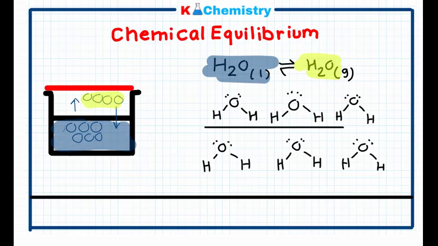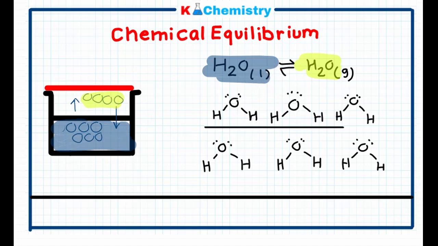And that's represented by the arrow at the top here. This is the process of evaporation or vaporization. And when the gaseous water turns back into liquid water, that's represented by the arrow here on the bottom, that's the process of condensation.